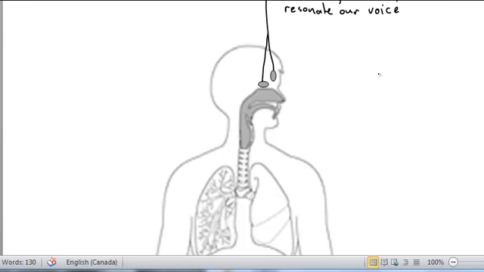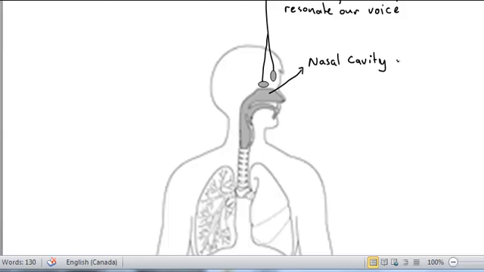Then here we have our nasal cavities. Actually, it's just a singular cavity. So our nasal cavity is ideally where the air enters. We should be nose breathers. If we're mouth breathers, we can't treat or condition our air quite as well.